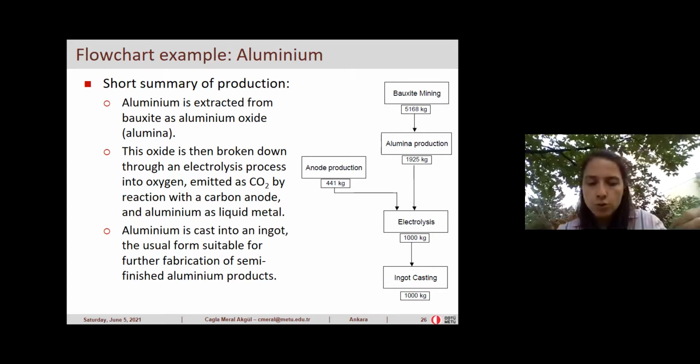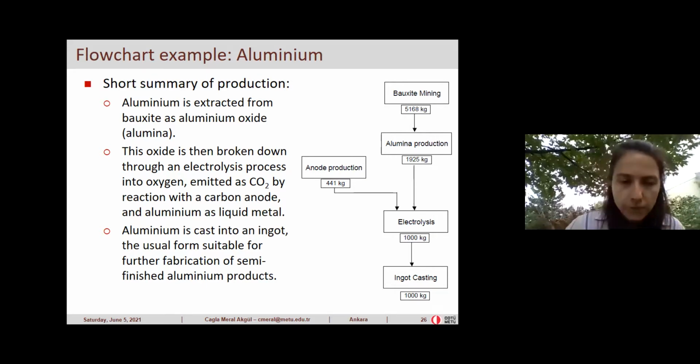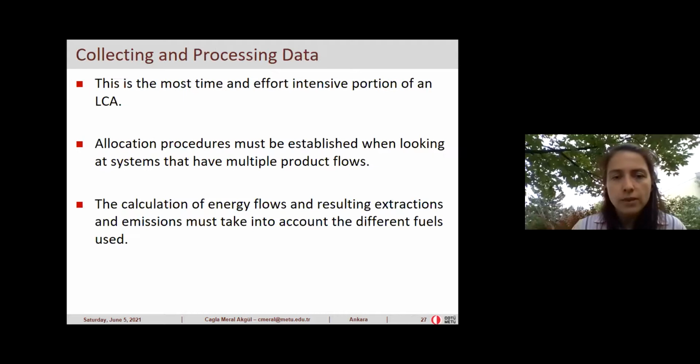Ingot, you pour it like this, like pig iron. We cast into an ingot, the usual form suitable for further fabrication. I think it is külçe in Turkish, I don't know. We have our primary aluminum and we use it for different processes. So this is our flow chart.